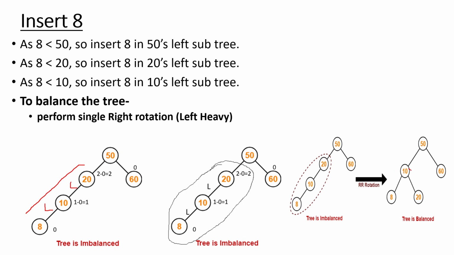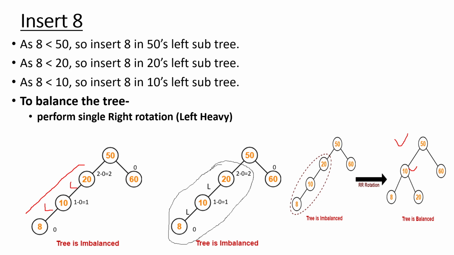10 becomes the parent node. 20 becomes the right child of 10, 8 as it is. After one rotation, this is the tree. Now, where to insert the 50? As you can see, 10 is less than 50, so it should be the left child. The right side is unchanged. This is the final tree diagram.